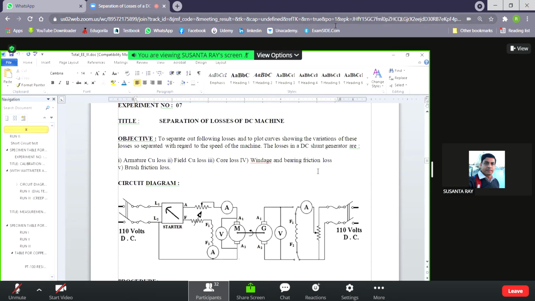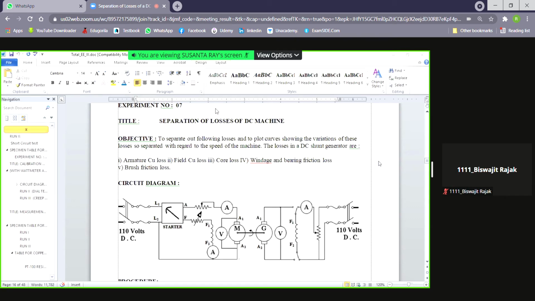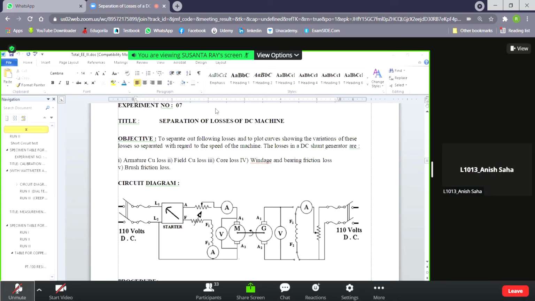Anyone? Armature resistance. Okay, but the armature resistance doesn't change for a machine. Armature current. Is there any other name for this armature current? The load current. So armature current is basically referred to as the load current.